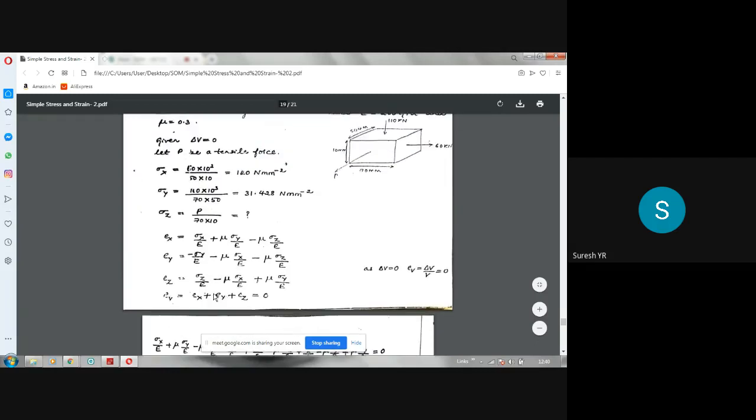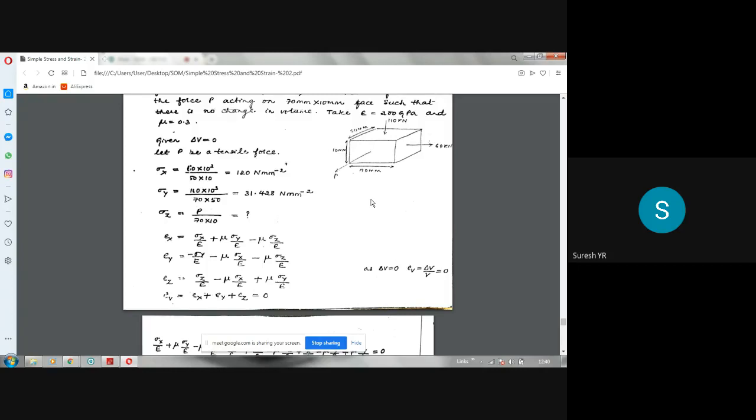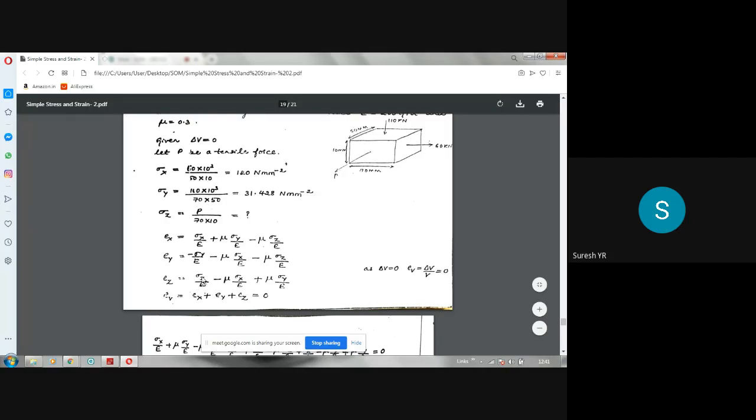Next, similarly, Ez is the strain in the z direction due to all three, sigma x, sigma y and sigma z. First I will write sigma z by E, since I have taken z direction tensile only, so the linear strain will be positive. Next, sigma x is tension in the x direction, therefore it should be compression in the y direction. Its effect will be compressive in the z direction, so it is negative. So the effect of sigma x in the z direction is negative: minus mu times sigma x by E.